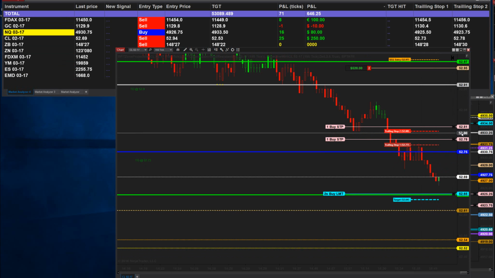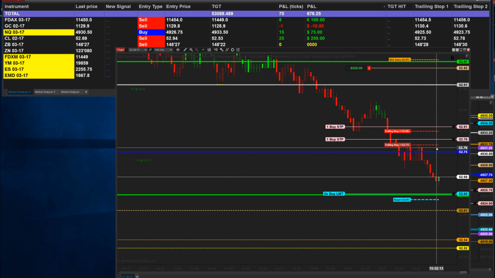The reason is it's very important. Most of the traders make the same mistake: they see 10 ticks, 12 ticks, and then they get out of that trade. Fair enough, because they desperately need to put money back in the account.